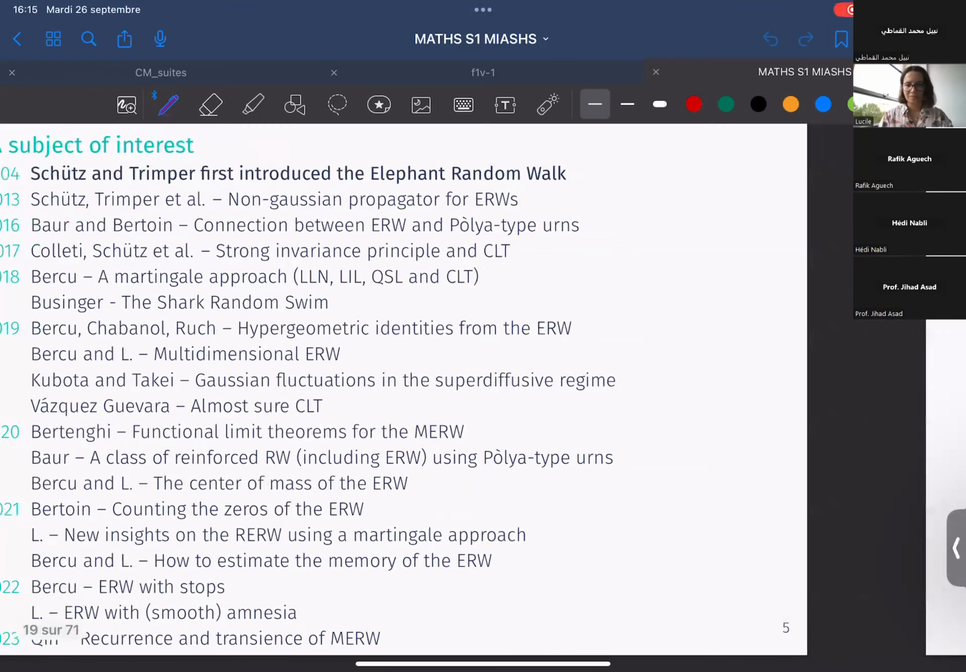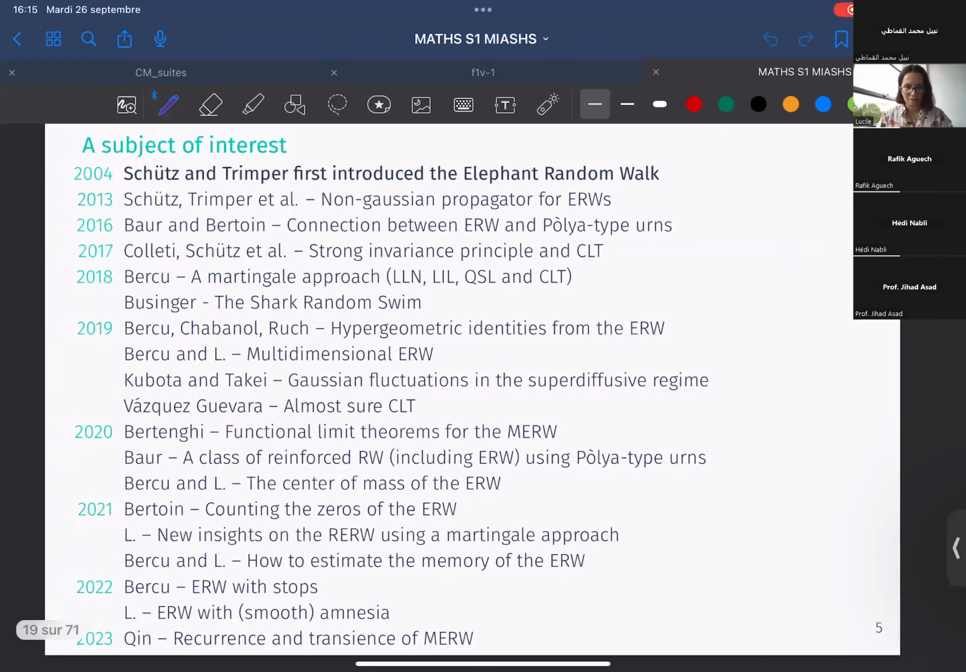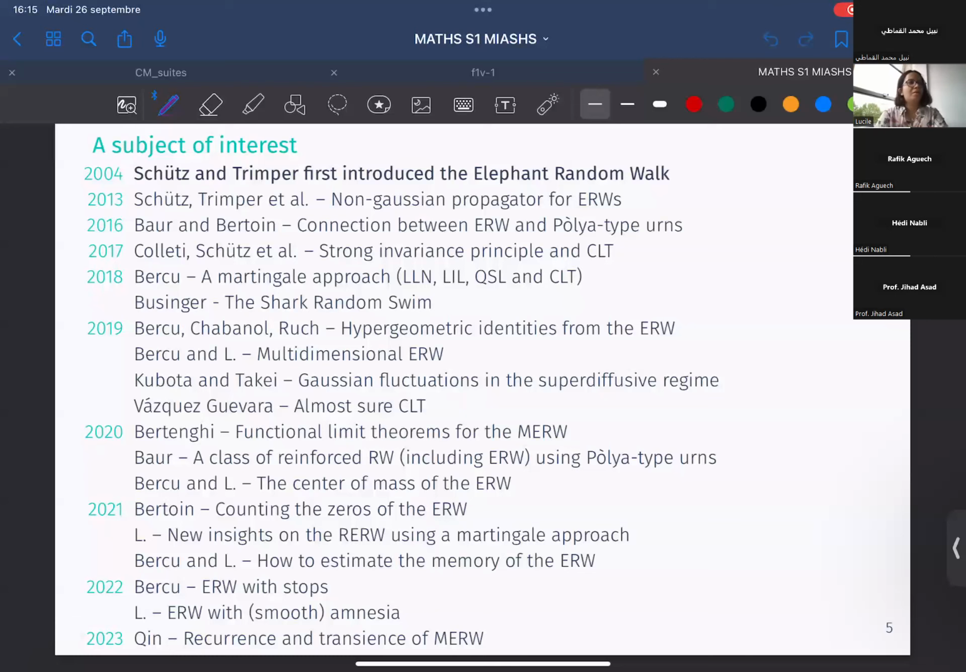What do you mean by dimension 2? You have two elephants, or the elephant walks in a space of dimension 2? Okay, so in dimension 2, the elephant either does the same thing as what it remembered, or it goes to one of the three other directions of the space. Okay. That doesn't mean two elephants. Only one elephant. Okay. Only one elephant, but moving in 2 dimensions. Okay, thank you.